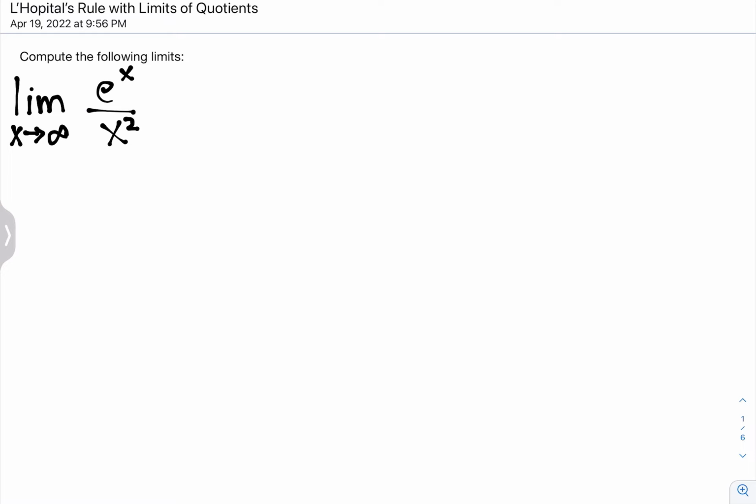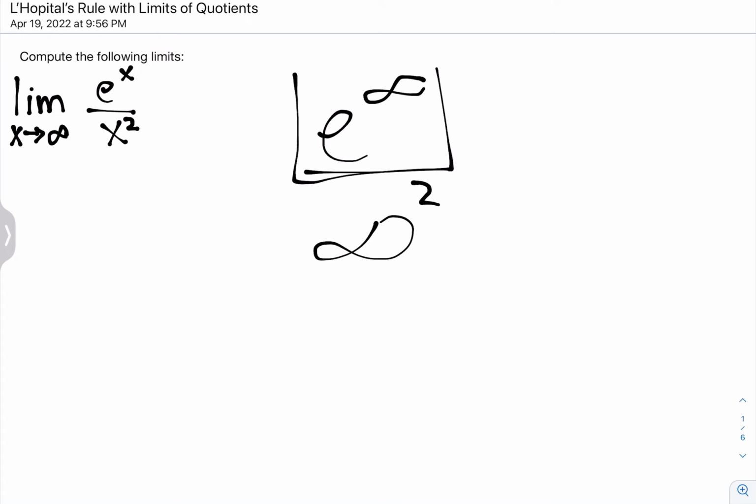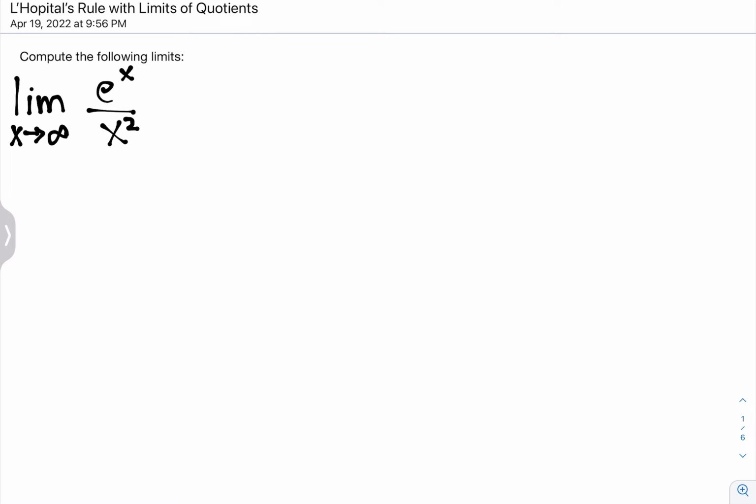Okay, so as x approaches infinity, if we were just to plug in x equals infinity into this, we would get e to the infinity over infinity squared. Okay, so e to the power of infinity, that's just going to be infinity, because we're multiplying e by itself an infinite amount of times, and that's just going to be a super huge number that's never going to end. Okay, infinity squared, we're taking infinity, which is like an infinitely large number, and we're squaring it, so that's also going to be infinity.